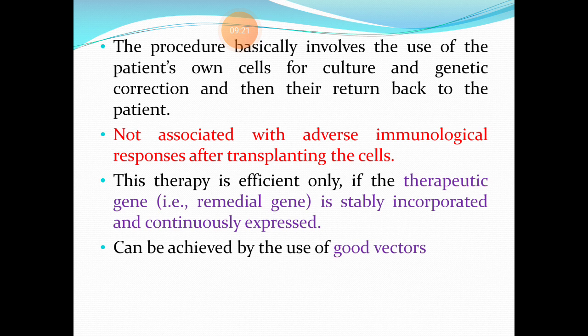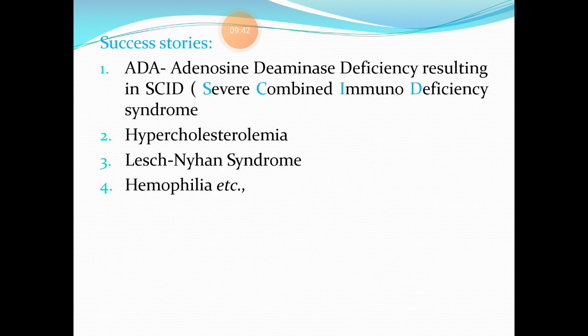This therapy is efficient only if the therapeutic gene or the remedial gene is stably incorporated into the genome of the patient and it is continuously expressed to produce the functional proteins. This can be achieved by the use of good vectors. Okay, there are success stories for this.